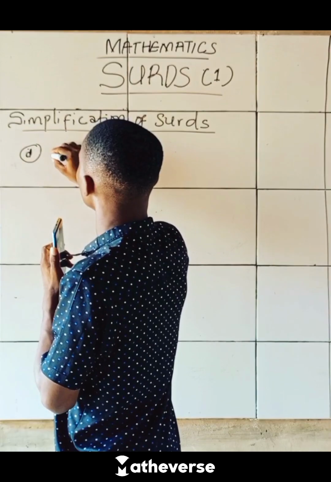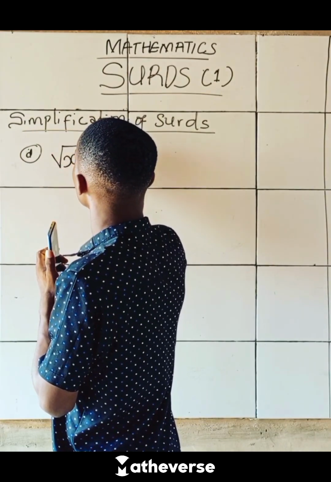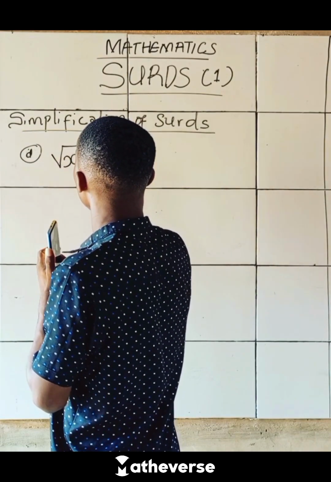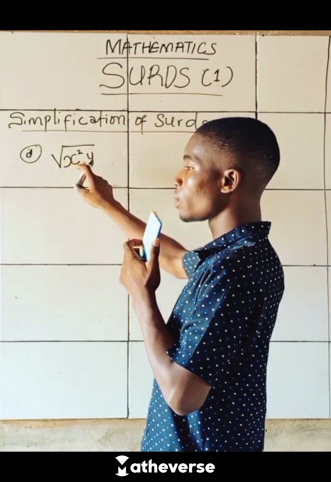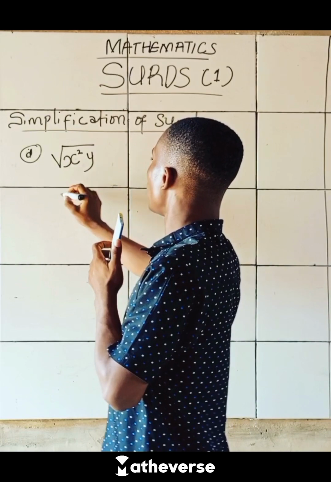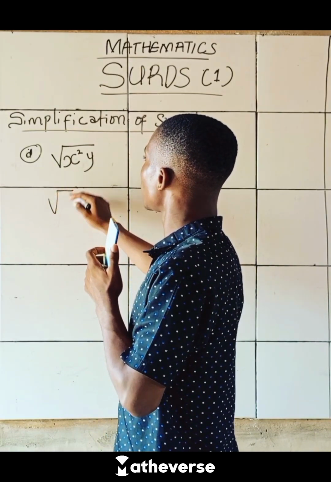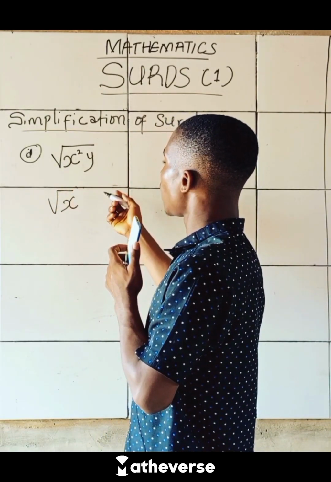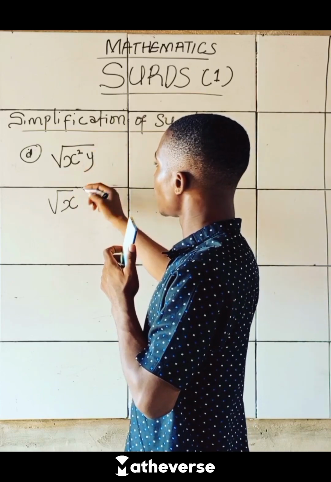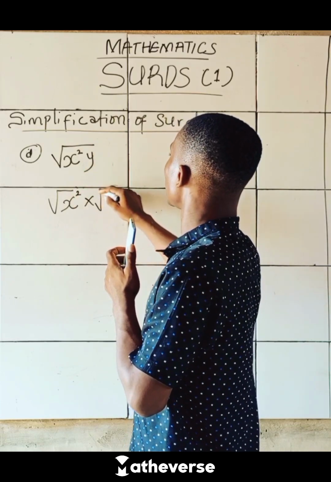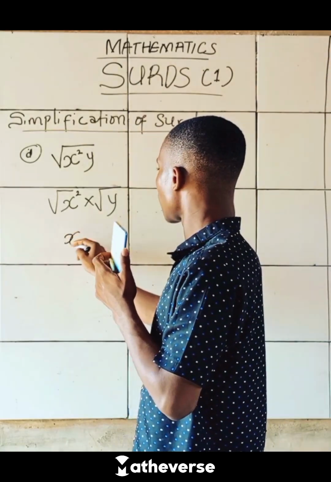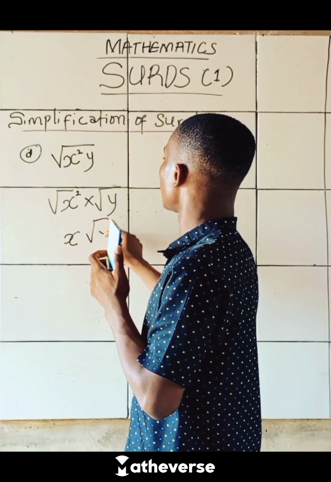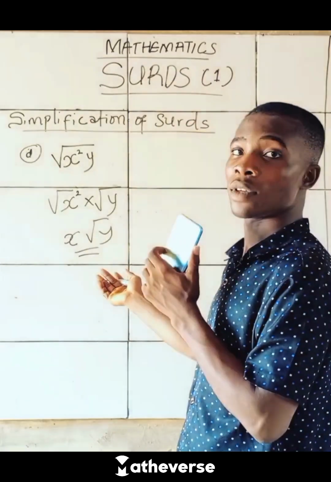What if I am given root of x squared y? So now these are algebra questions. We'll have to simplify this one. We'll have to make it root of x squared times y. So the square root of this will just give us x root y. You see, it's very easy.